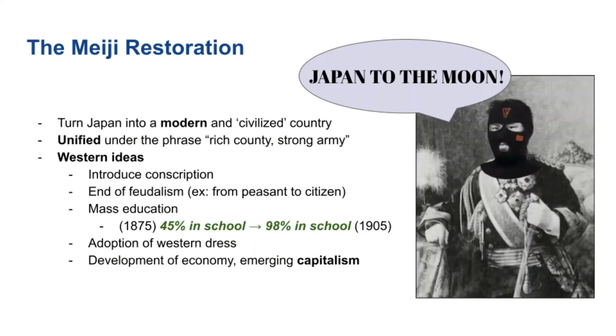During the Meiji Restoration, Japan seeks to turn itself into a modern, or if you will, civilized country. Japan wants to unify under the phrase rich country, strong army. They also adopt Western ideas. This means that they introduce conscription, they end feudalism. So, for example, a peasant was now a citizen. They introduce mass education. This is a really useful statistic you might want to use in your essay. While in 1875 only 45% of children in Japan went to school, by 1905 98% attended. They also adopted Western dress and developed their economy, meaning that capitalism was emerging.